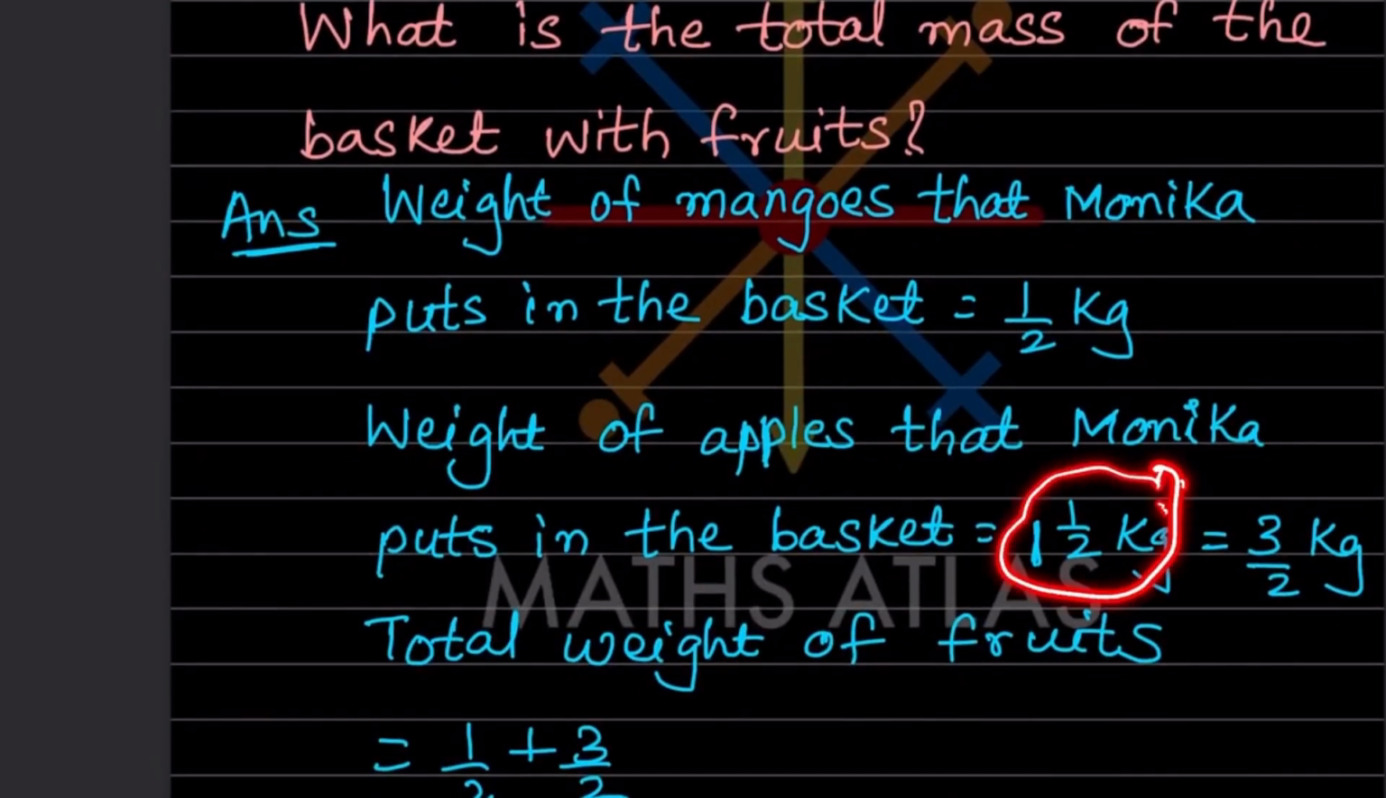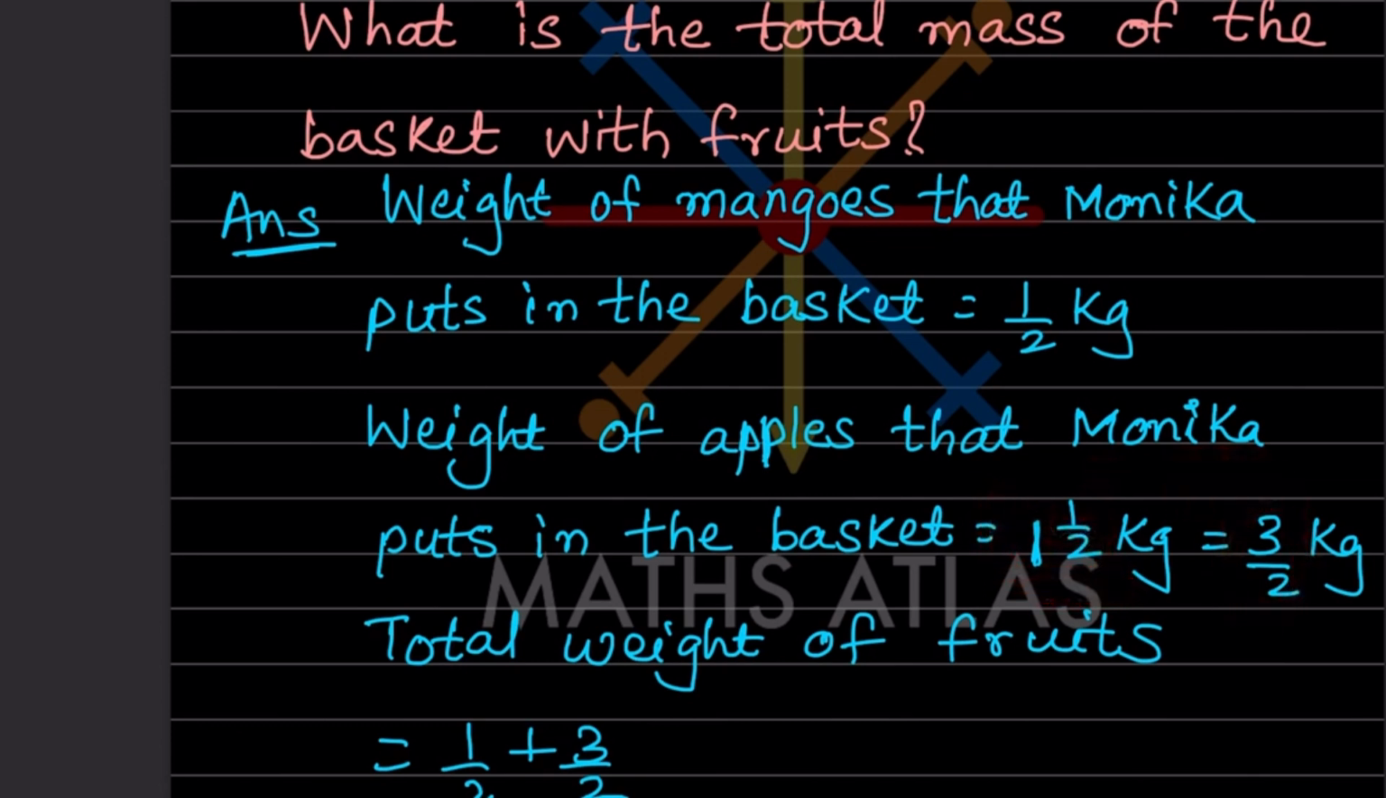So here this 1.5 kilogram is in the mixed fraction. So we have to make it an improper fraction. I have already shown you in the previous videos how to convert from a mixed fraction to an improper fraction. So you have to multiply. 1 multiplied by 2 is 2, and whatever is in the numerator you have to add, that will be 2 plus 1, and the denominator is 2, so that will be 3 by 2.